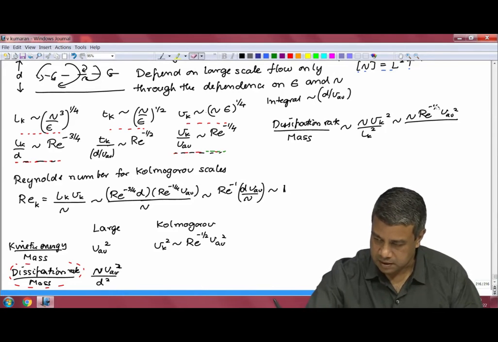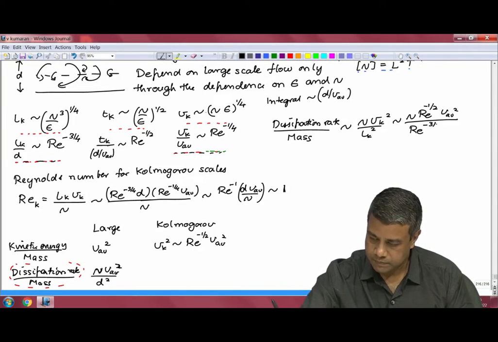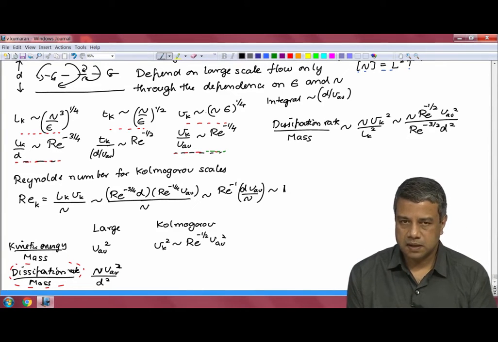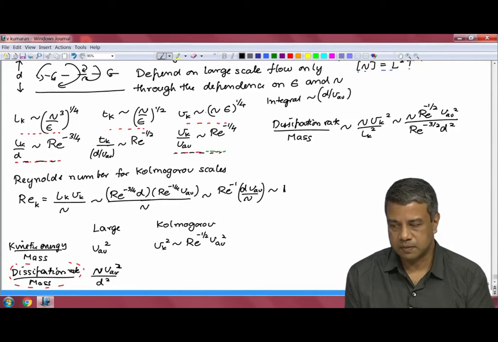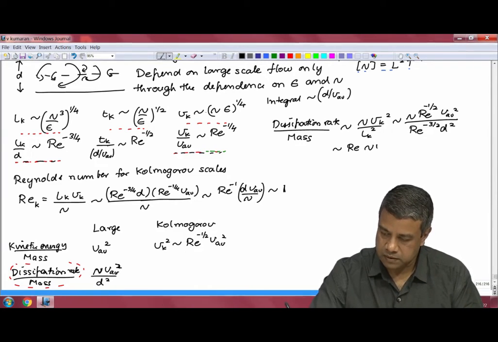That is what you would estimate. Okay. So, I have an Re^(-3/2) in the denominator and Re^(-1/2) in the numerator. So, this is basically the Reynolds number times nu V average squared by d squared.